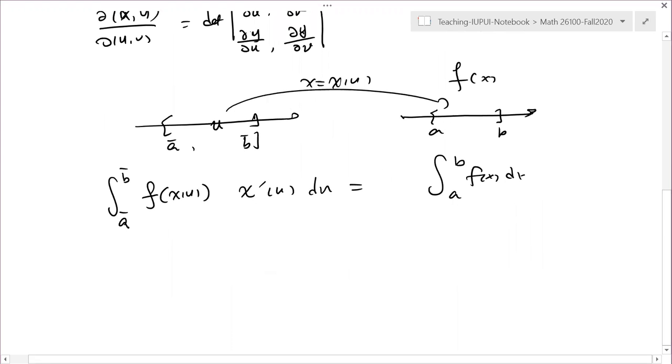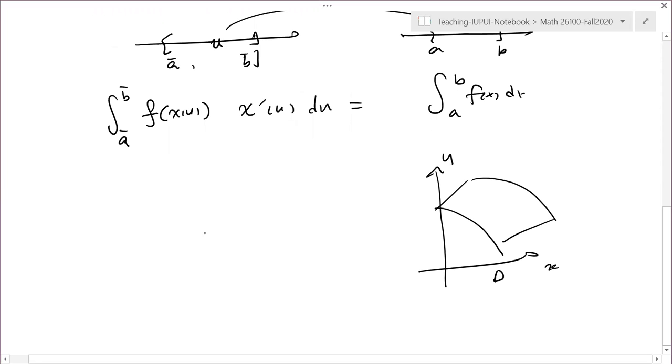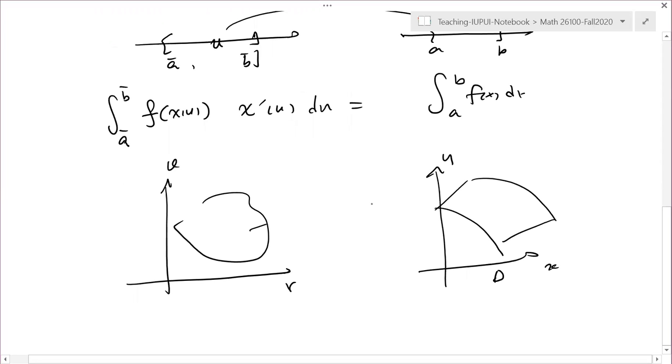Now let's take a look at a special case. The special case is the so-called polar coordinates. So you have the map. Usually you have something that looks like this here. That's D. Then you have the polar coordinates, r and theta. So this is another map, moving to here. The map is x equals r cosine theta, y equals r sine theta.